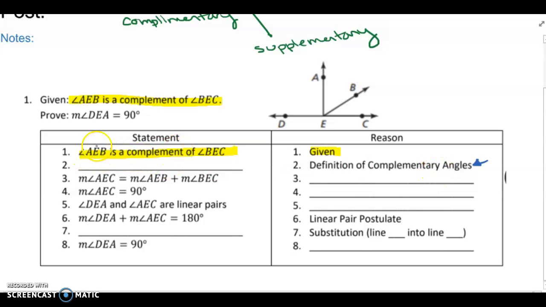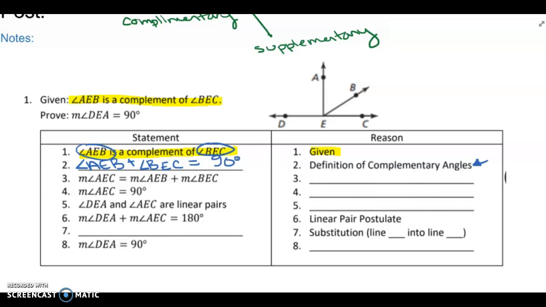So if these two are complements, that means angle AEB plus angle BEC has to equal 90 degrees. Okay, so if they're complements of each other, that means they equal 90 degrees.